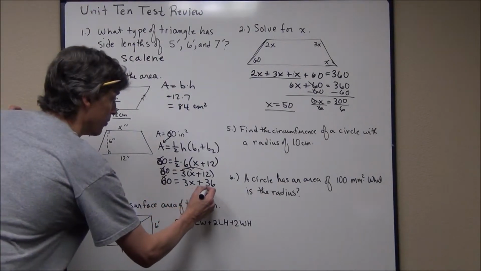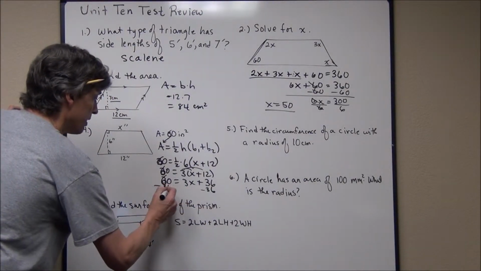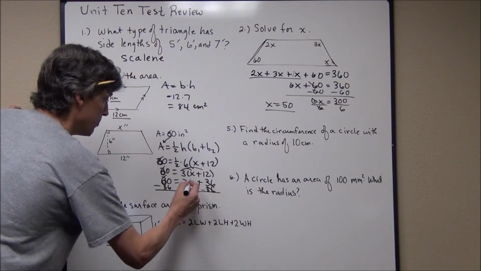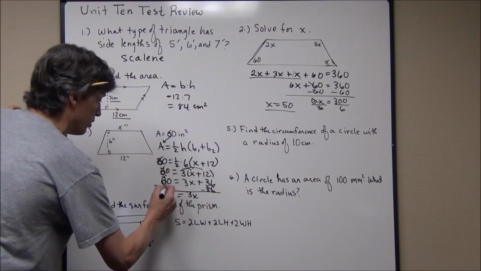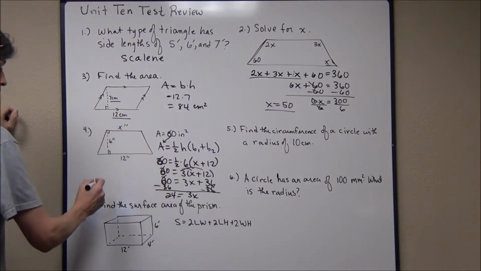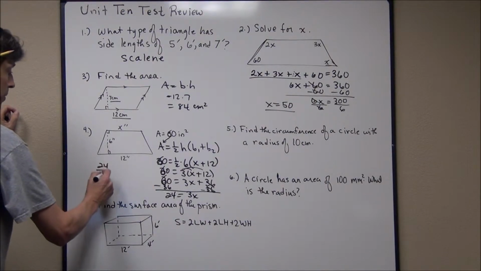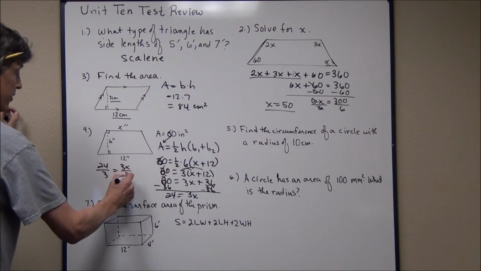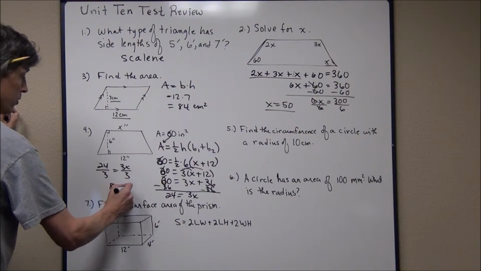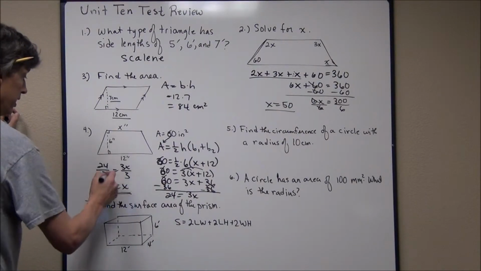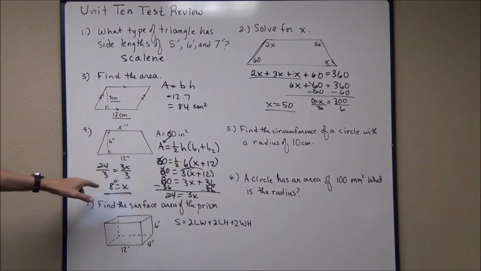Now I'll subtract 36 from both sides. Please forgive me for this mess up. I get 3x equals 24. Divide both sides by 3. 24 divided by 3 and 3x divided by 3 gives me x is equal to 8. And this would be in inches. So that would be my answer there. Again, sorry about that. I had to make the area a little bit bigger so that I would come out with a positive number for my value of x.